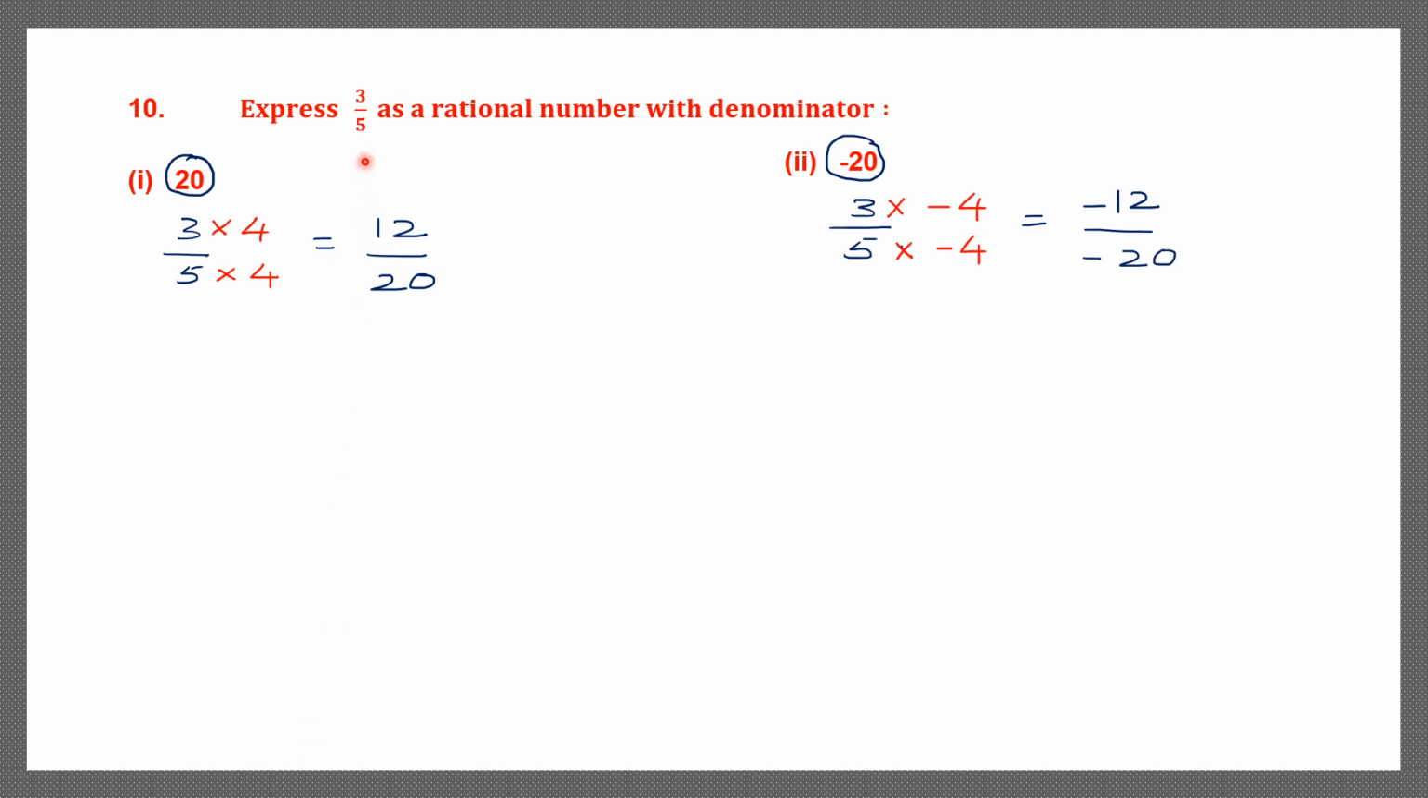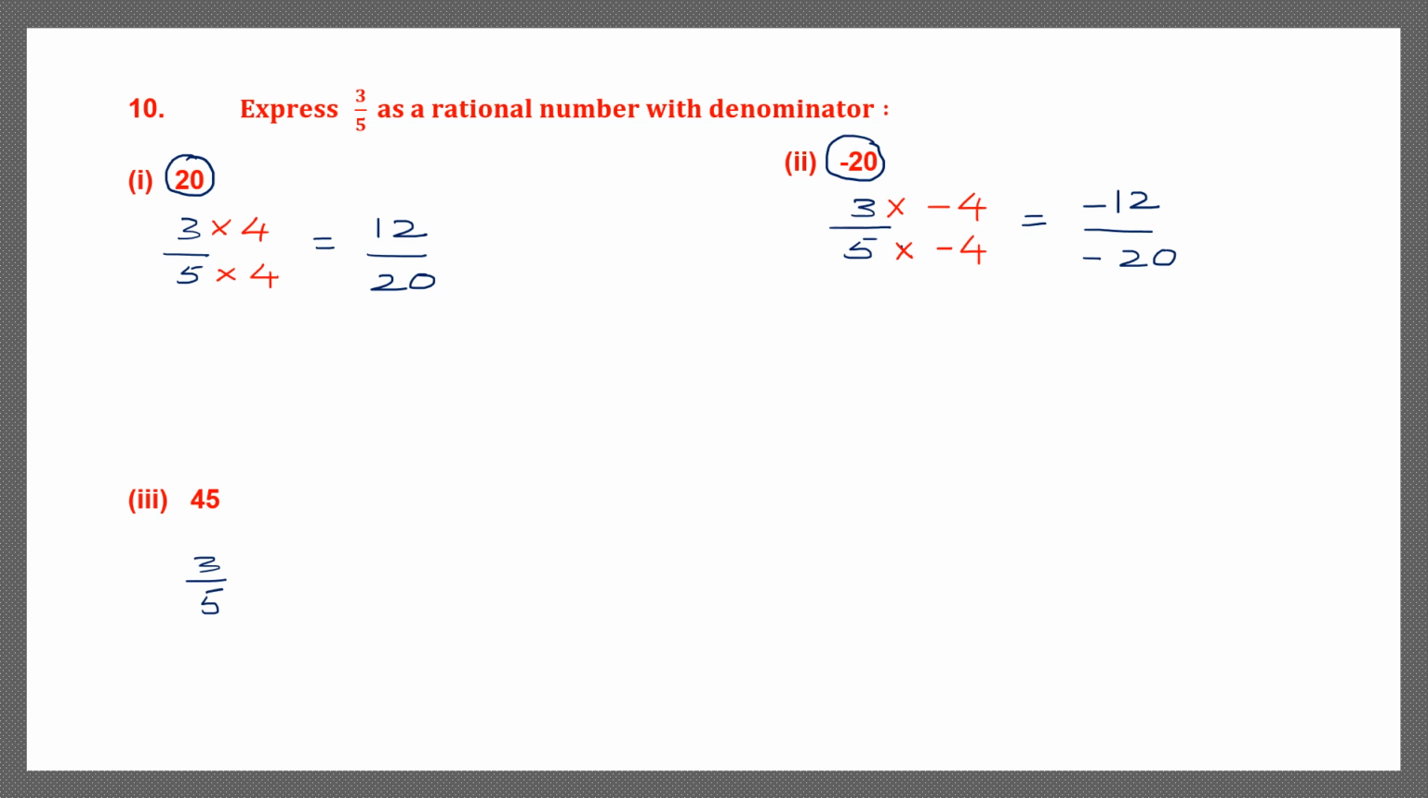We have expressed 3 by 5 as a rational number with denominator minus 20, and we got minus 12 by minus 20. Now we have 45. We have to express 3 by 5 as a rational number with denominator 45. So again, let's write down the fraction given to us, 3 by 5.